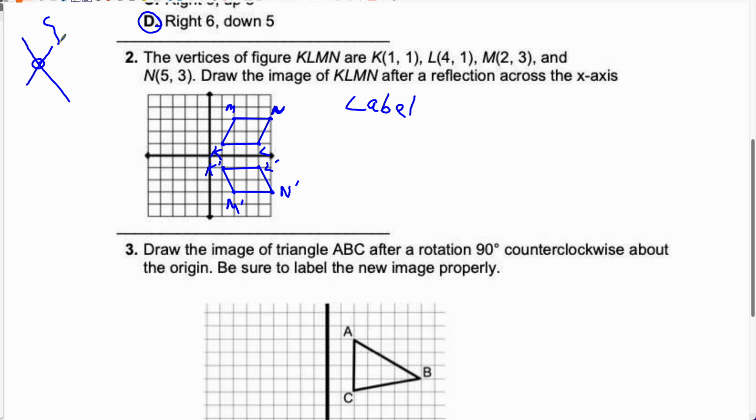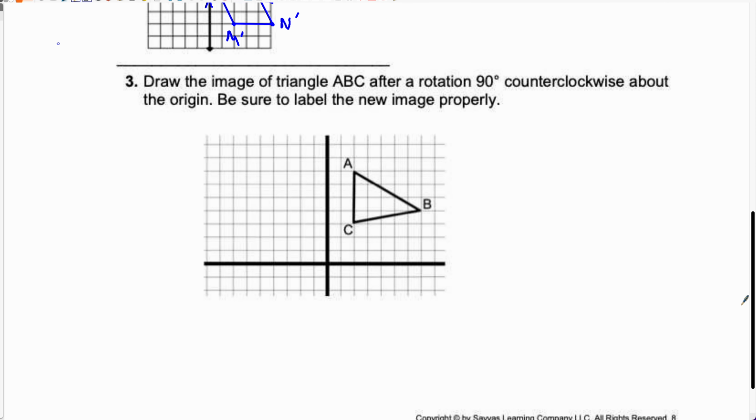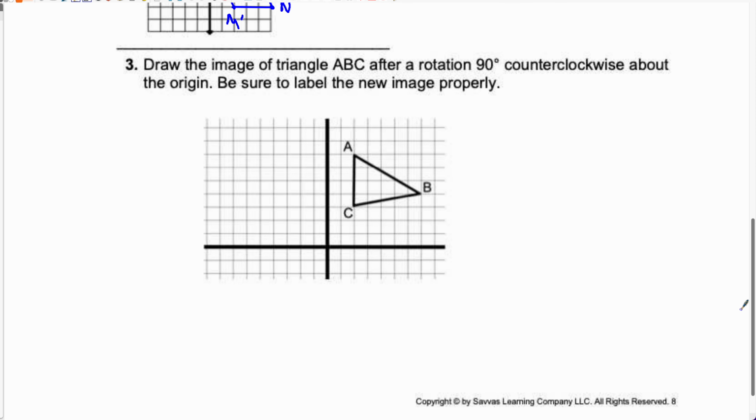Number 3. Oh, this is one, I guess we might need the transparency papers. You can use those on the test. The transparencies are absolutely welcome, on whatever problems you want to use them on. If you want to use one, you sure are welcome to. You don't have to. Draw the image of the triangle after a rotation 90 degrees counterclockwise about the origin. Be sure to label the new image properly.